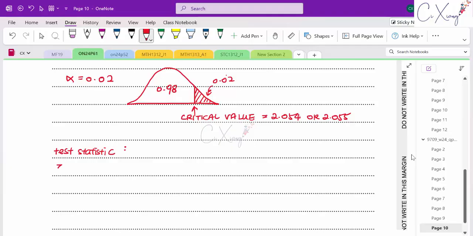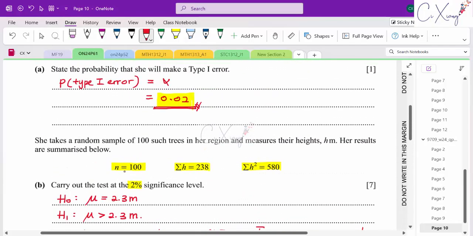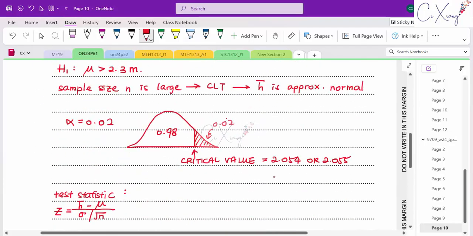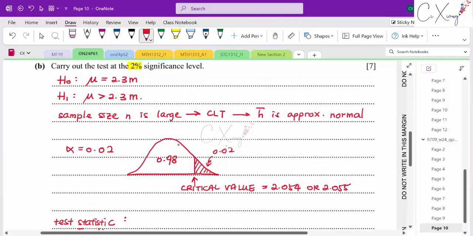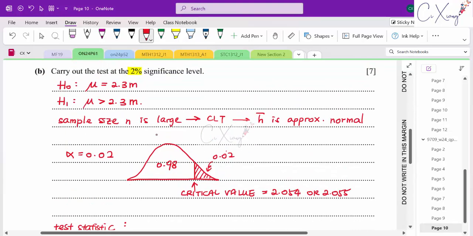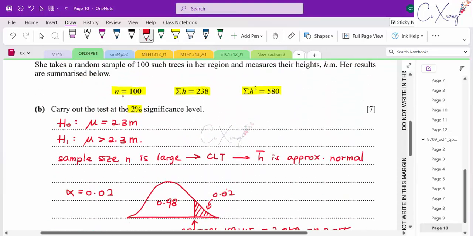Okay, so to calculate the test statistic, the formula is sample mean. In this case, they are using the h, so I don't use the x. Sample mean minus the population mean, divided by the population standard deviation over square root n. Sample mean, you can calculate it from the values provided. Population mean is this one, right? 2.3. Sample size is 100.